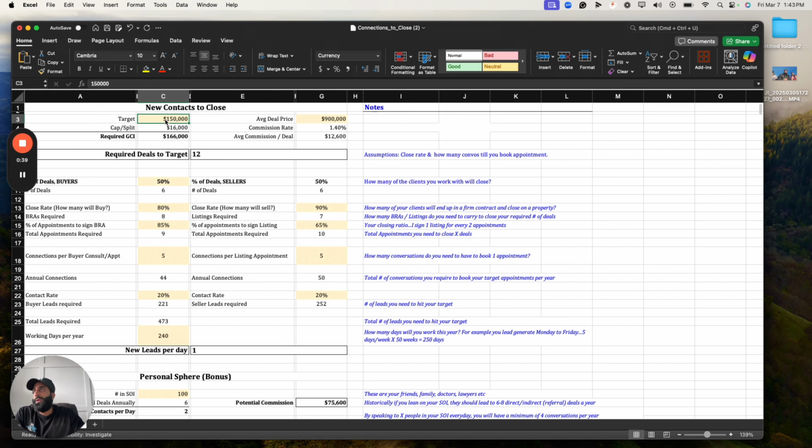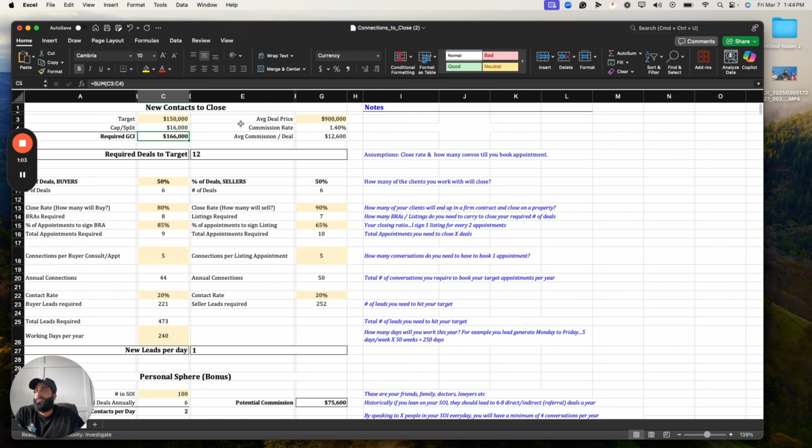Now, right at the top here, we have the target amount. So let's say we want to make 150 grand and we're a brand new agent and we want that number. That's our goal. We need to factor in our commission split with our brokerage. So for example, if you're with eXp, 16 grand for the year. So that means required amount would be 166 grand. And then obviously they take the 16 grand off. So that makes it 150 grand net.